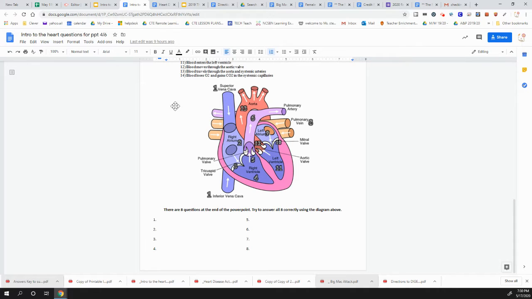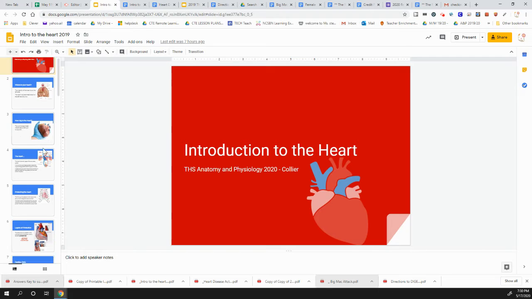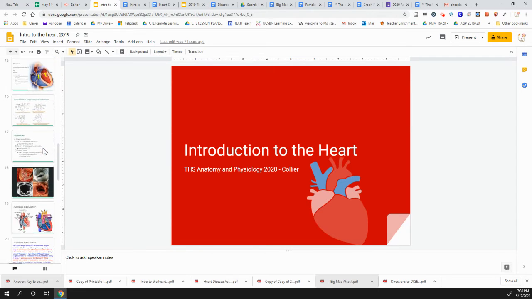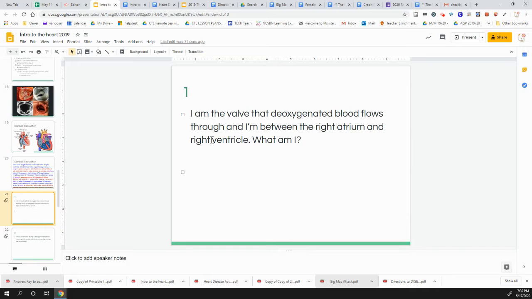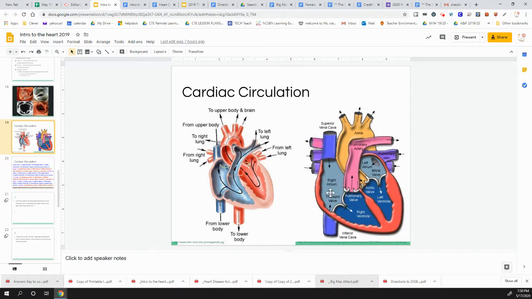Now, the questions it's talking about is at the intro to the heart. So if I scroll down all the way to the bottom, there's some more images here that talk about the cardiac circulation. You scroll down here, it says, I am the valve that deoxygenated blood flows through, and I'm between the right atrium and the right ventricle. What am I? Well, let's look at our image. This is the right atrium, and this is the right ventricle. So what is this valve right here? It's the tricuspid valve. So that's the answer that you would put on number 1 there.